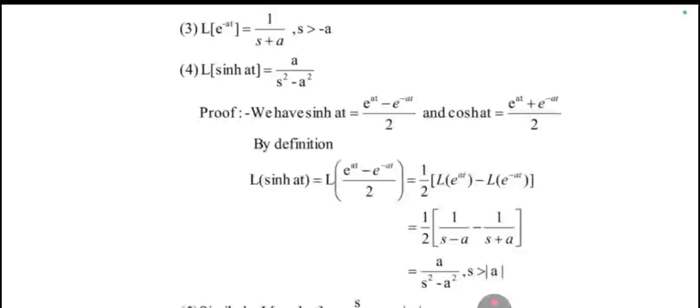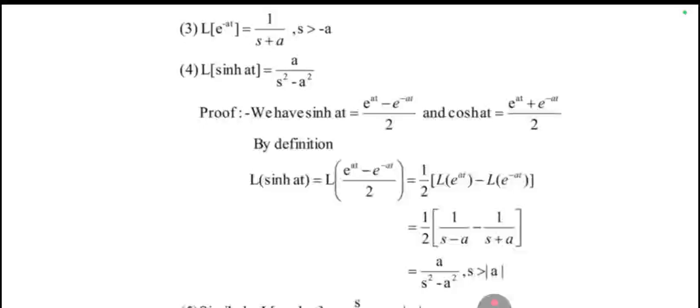We know that L of e power at is equal to 1 by s minus a, and L of e power minus at is equal to 1 by s plus a. So now take the LCM. When you simplify this, we will get a by s square minus a square. Here s is greater than modulus of a. So the result is L of sinh at equals a by s square minus a square.